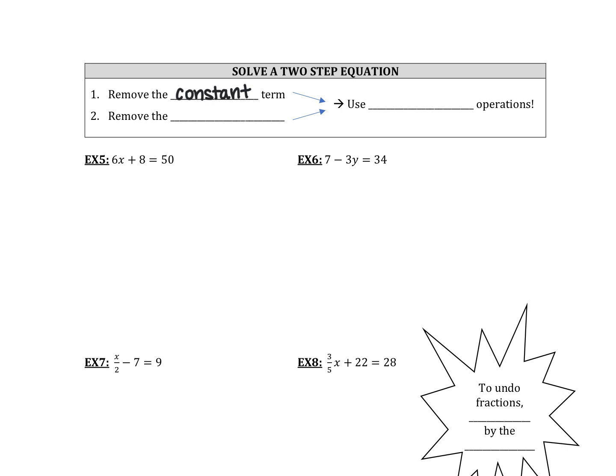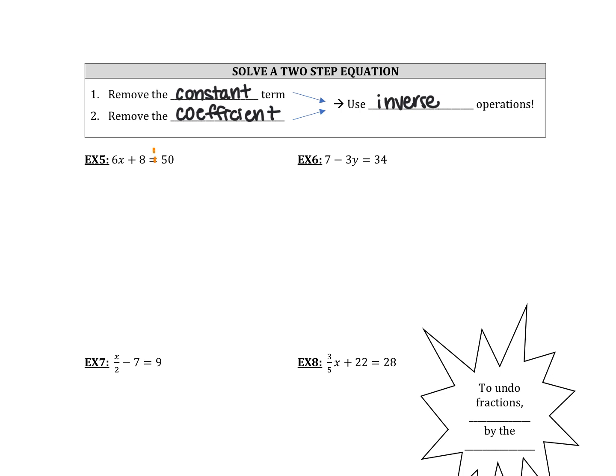Do you remember what a constant is? Remember, it's the thing that does not have a variable. Once we remove the constant term using inverse operations, we are going to remove the coefficient, again, using inverse operations.